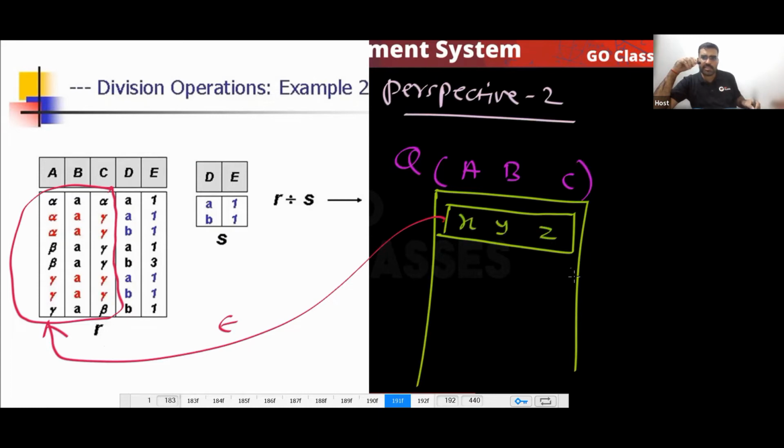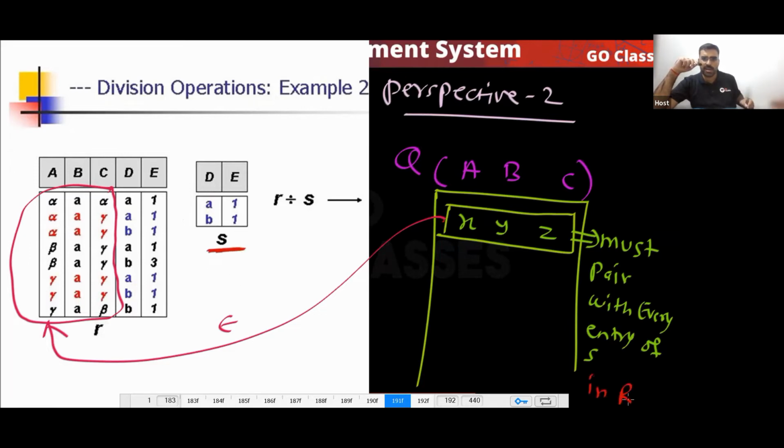If I put XYZ here, then what should happen? This XYZ should pair with every entry of S. This XYZ must pair with every entry of S in R. In this relation R, you must pair with every entry of this.